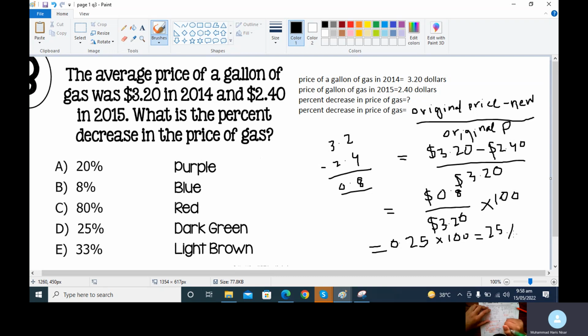So it means that the previous price was $3.2 in 2014, and in 2015 the price decreased by how much percent? 25%. The percent decrease in the price of gas is 25%. Option D is the correct one. Okay, so we move forward to the next question. Question 4.